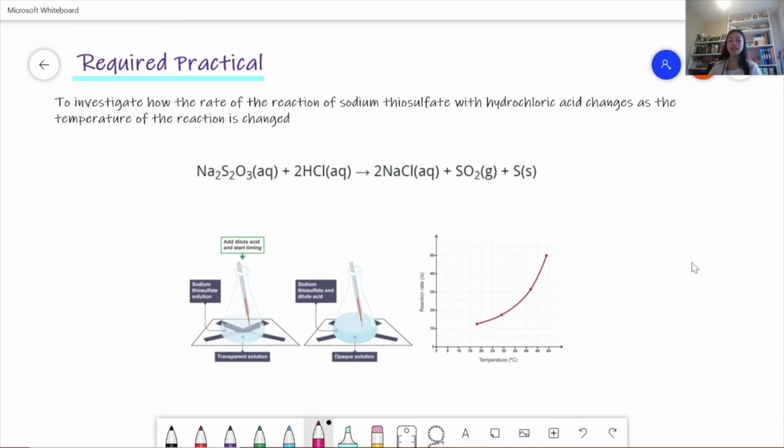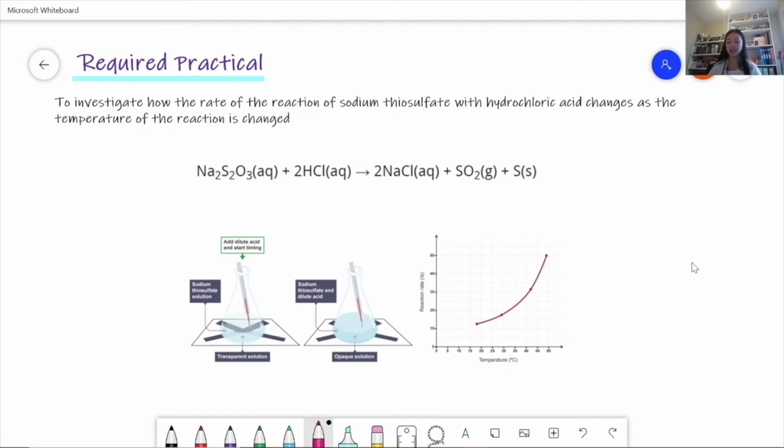And so the rate of this reaction can be measured by measuring the time taken for a fixed amount of sulfur to be produced. So an easy method to do this would be using a cross underneath the conical flask, and you can time how long it takes for the cross to disappear as it's obscured by the sulfur precipitate. So what we do is we first use a 50 centimeters cubed measuring cylinder to add about 50 centimeters cubed of sodium thiosulfate solution to a conical flask, and we carefully record the temperature of the solution.